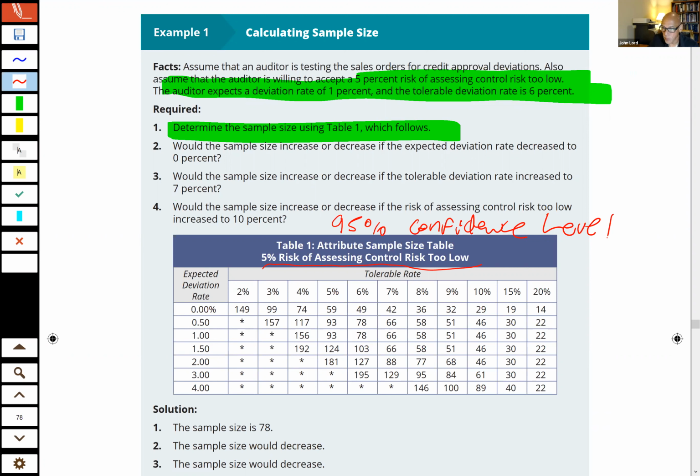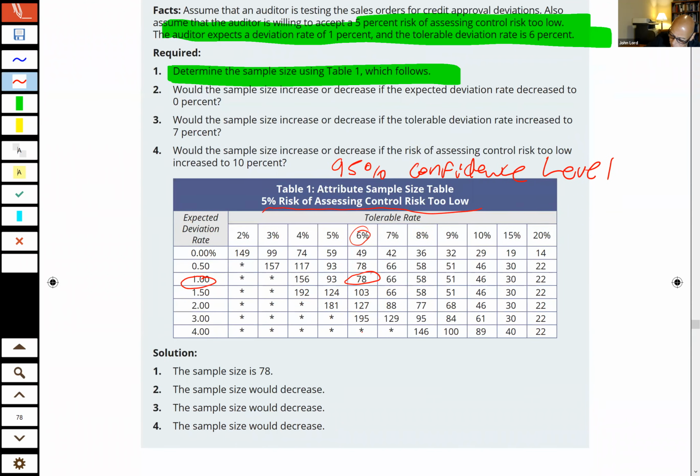Okay. Okay, good. So we look at this and they said what? Expected deviation rate is 1%. Tolerable deviation rate, and I don't think you should mark up the table, but you know, because you can practice with it, they tell me is 6%. Okay, so my sample size is what, 78.